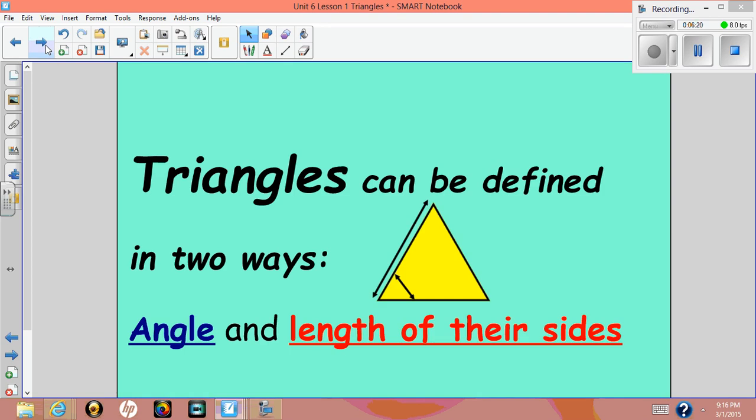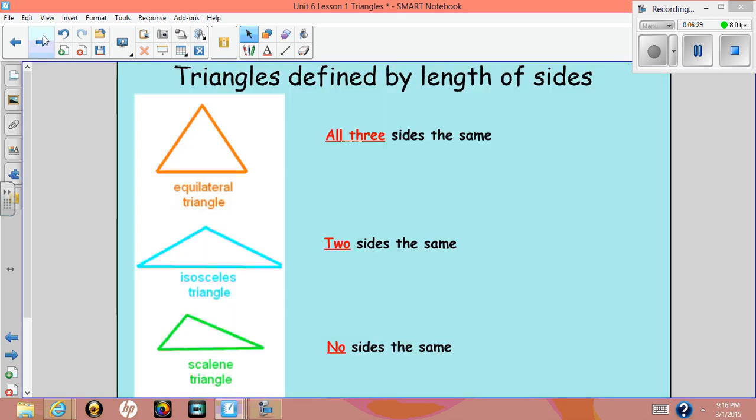Triangles can be defined in 2 ways. We've already talked about the angles. And now we're going to talk about the length of their sides. They are identified in 3 different ways. A triangle with 3 equal sides is called an equilateral triangle. It has 3 sides that are measured from endpoint to endpoint exactly the same. An isosceles triangle has only 2 sides the same, 1 and 2. A scalene triangle has no sides of equal length.